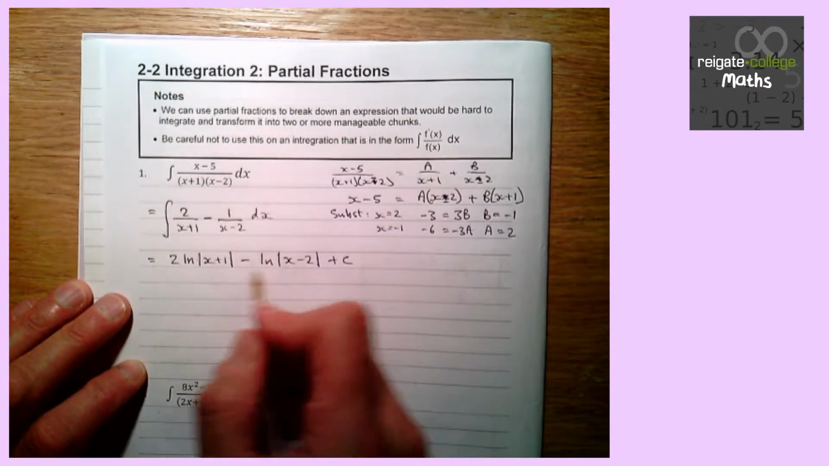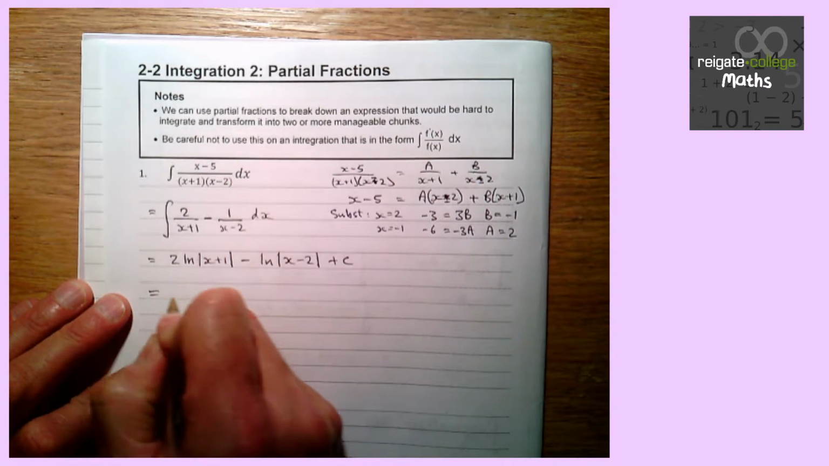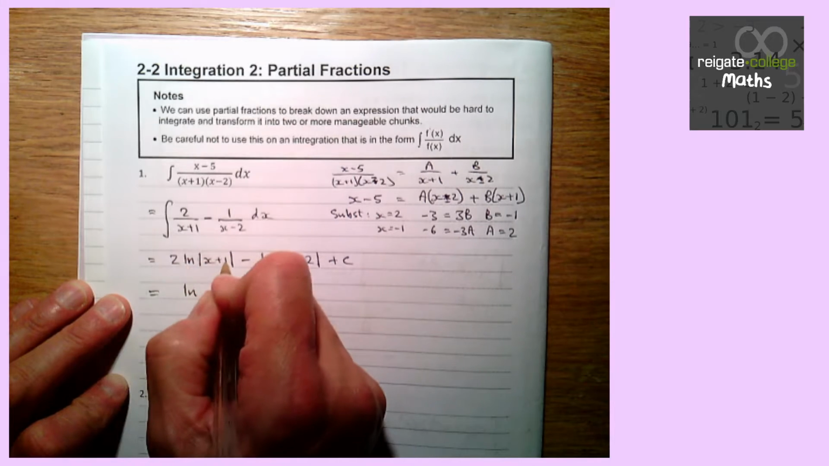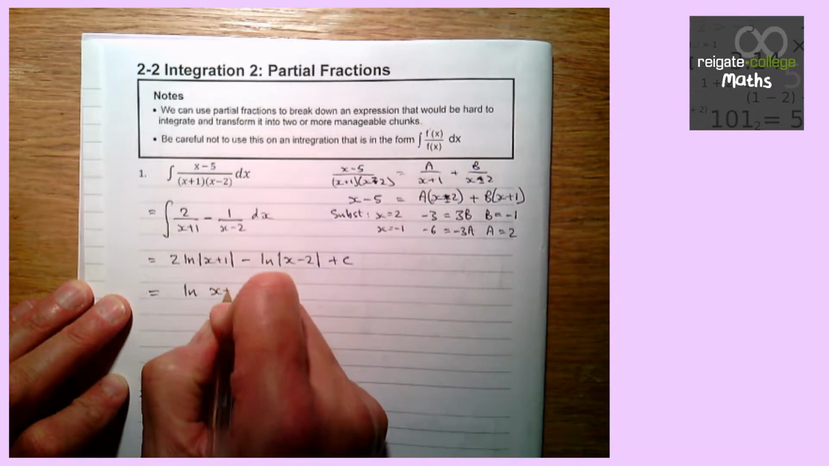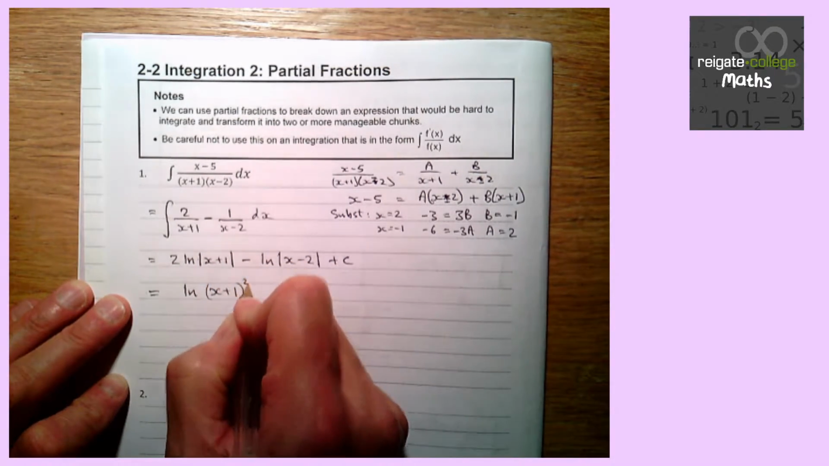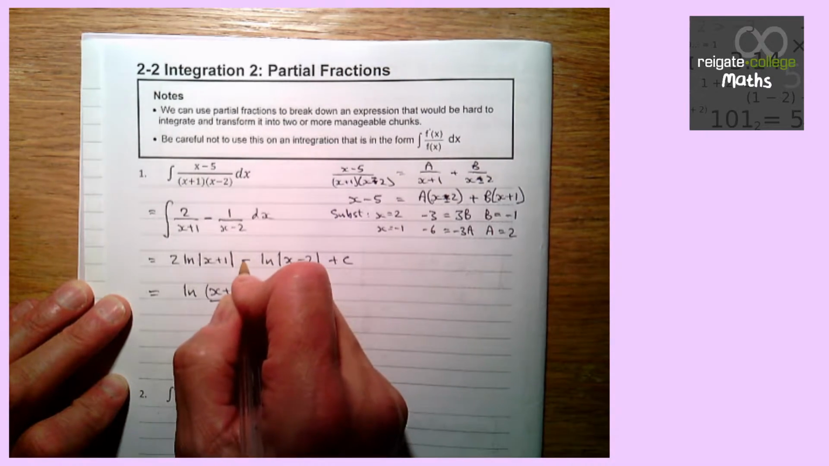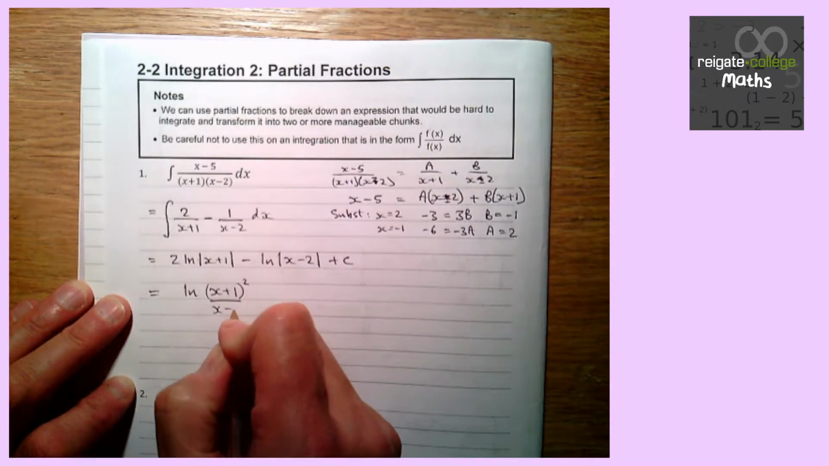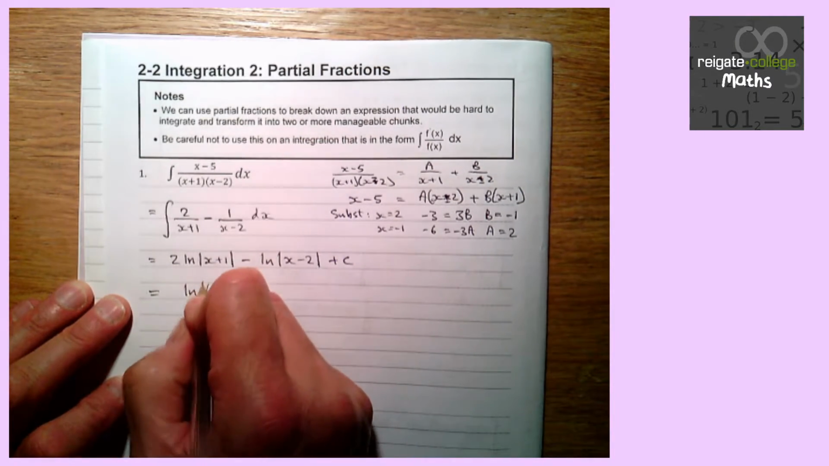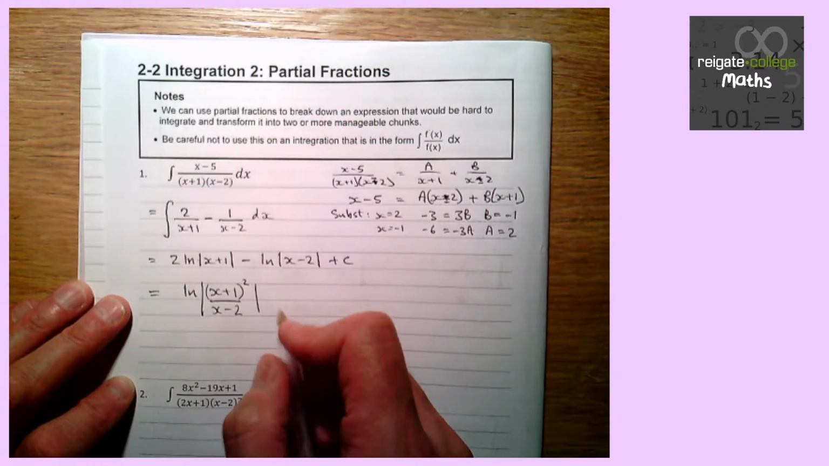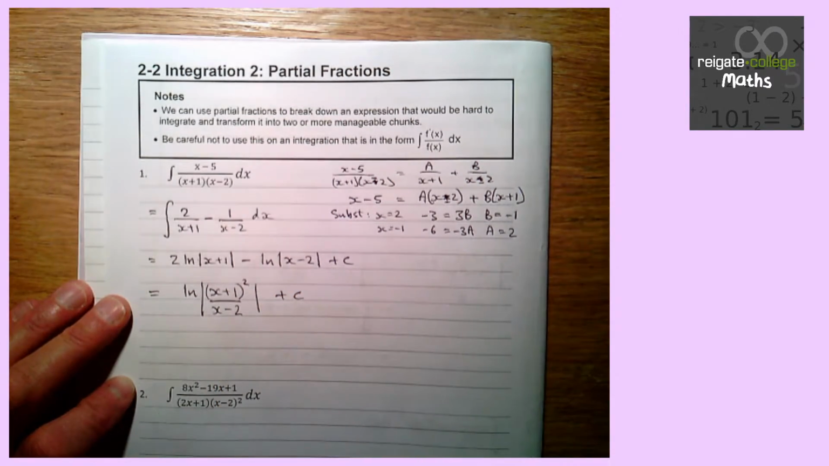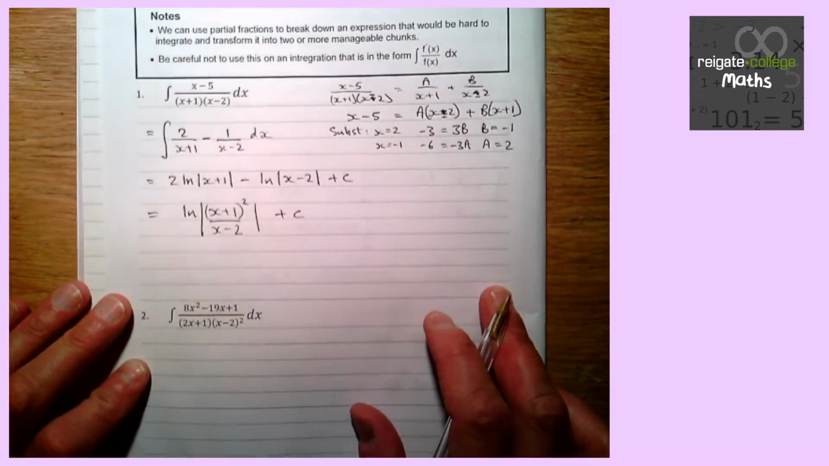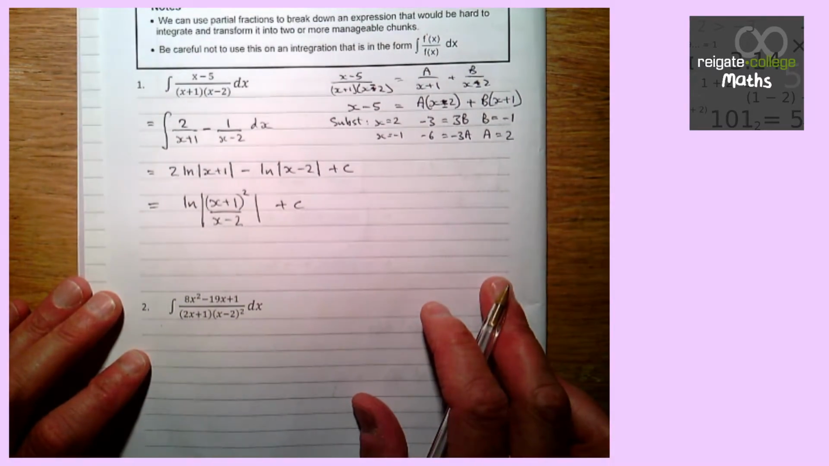Now it would also be possible to write that like this. This is equal to ln of x plus 1 squared, divided inside the log by x minus 2, and then I would put a modulus sign around that whole thing, plus c. You might be asked to leave it in that form in the exam question, or any form might be fine.